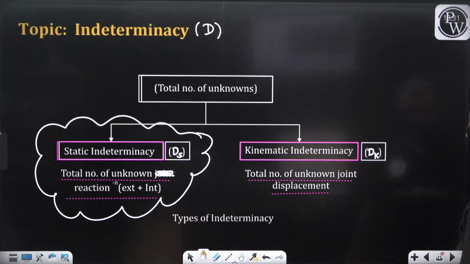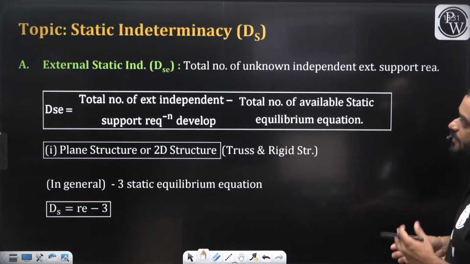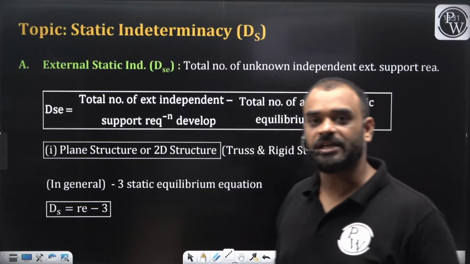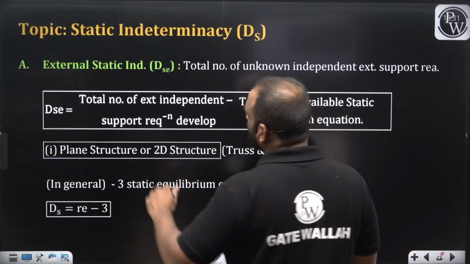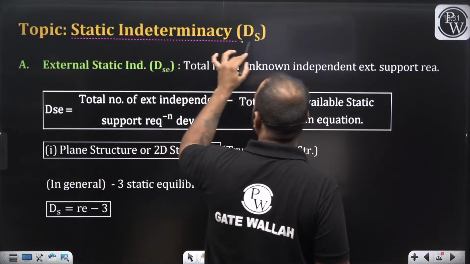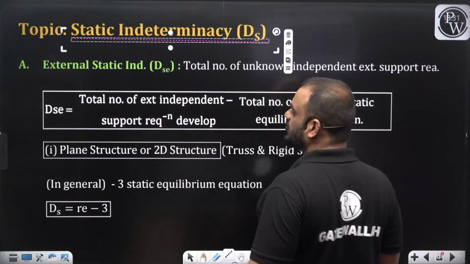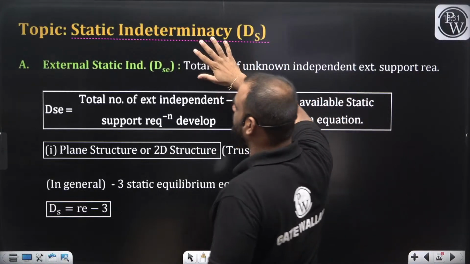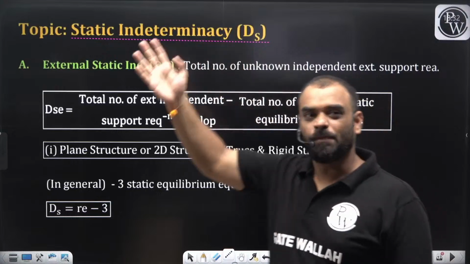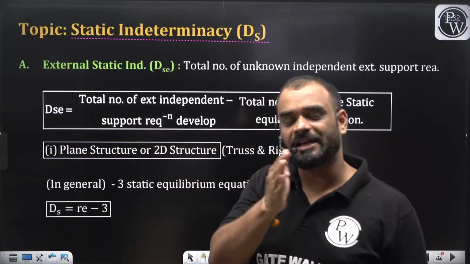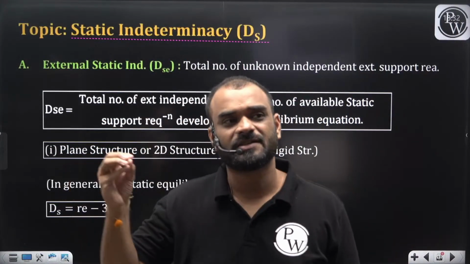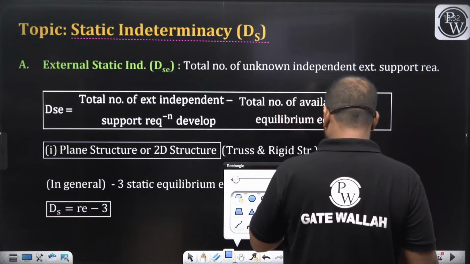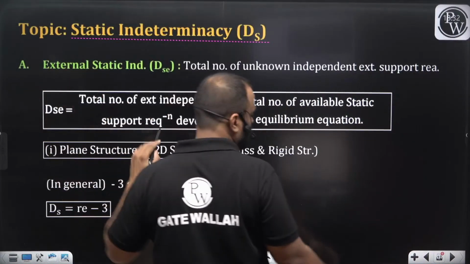Okay. So let us understand the static indeterminacy part. What is static indeterminacy and how to calculate it for any kind of structure? Static indeterminacy, also known as DS, can be divided into two parts. One is external static indeterminacy and the second one is internal static indeterminacy.